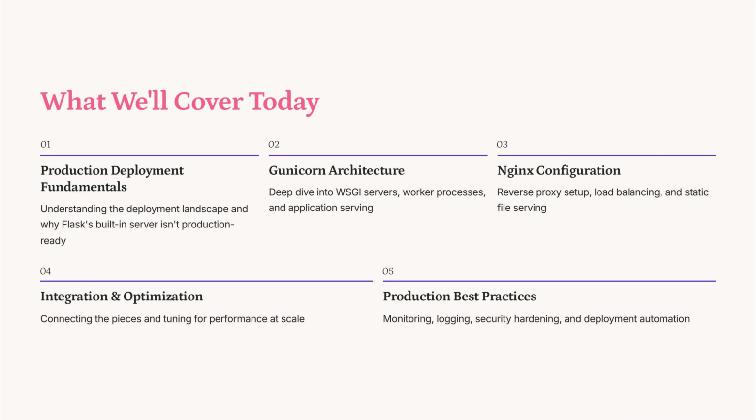Gunicorn efficiently handles multiple requests by spawning worker processes. It supports various worker types, enhancing concurrency and performance. Understanding its architecture is crucial for deploying scalable Flask applications. Proper configuration ensures optimal resource utilization, balancing load across processes, and maintaining application responsiveness under high traffic.